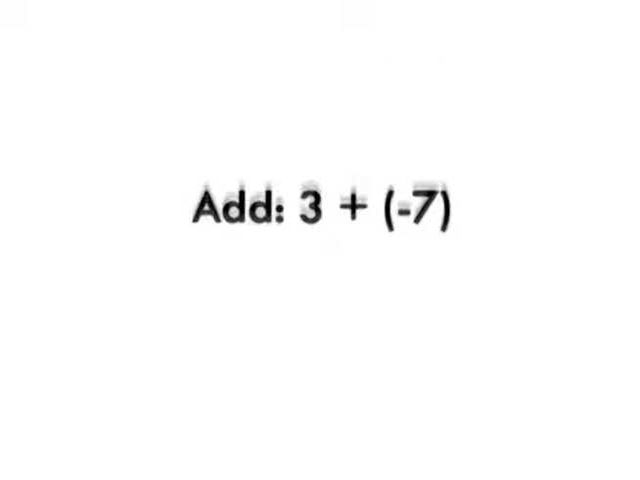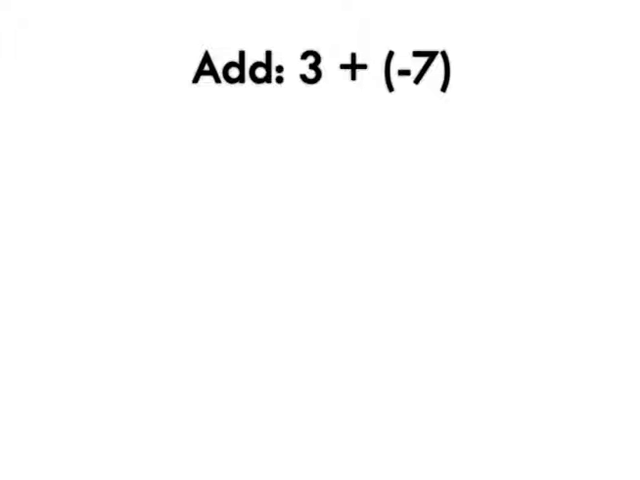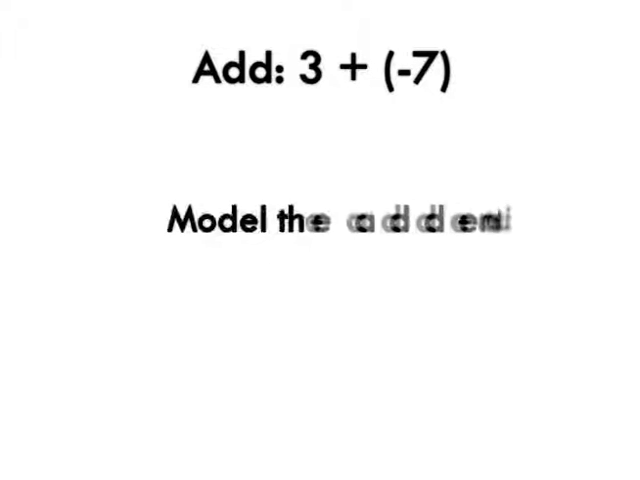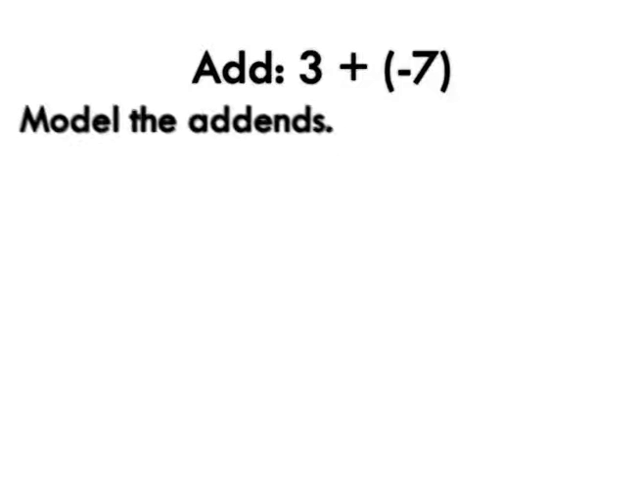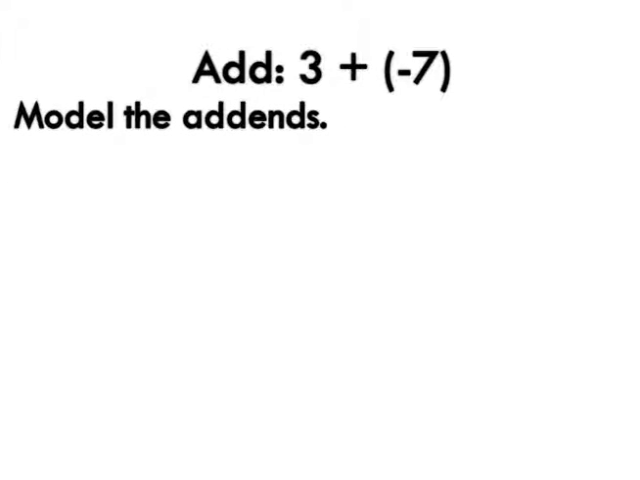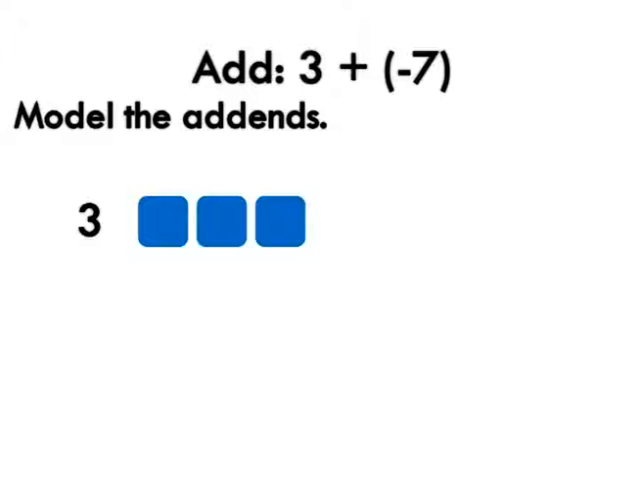Now, here's another example. Add 3 plus negative 7. First, model the addends. Our first addend is positive 3, so we will use blue tiles. So 1, 2, and 3. Our second addend is negative 7. Negative 7 is a negative, so we will use red tiles.